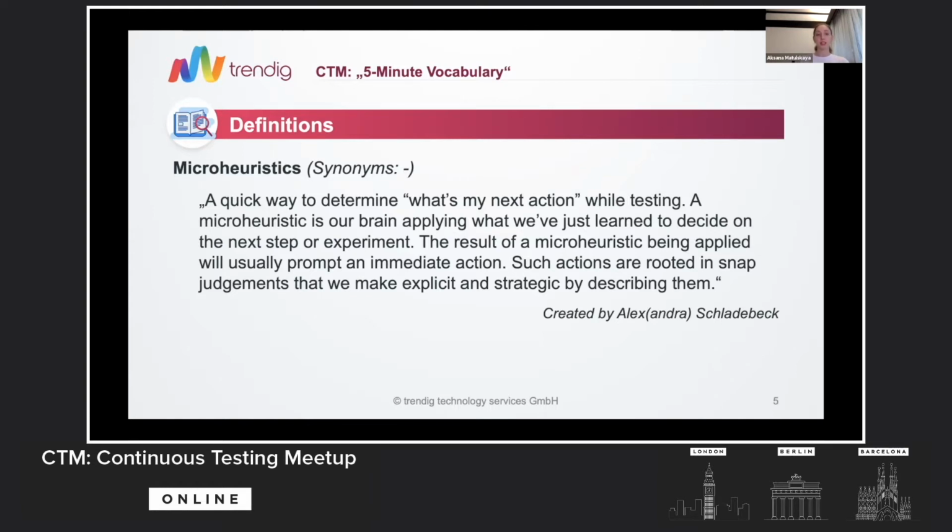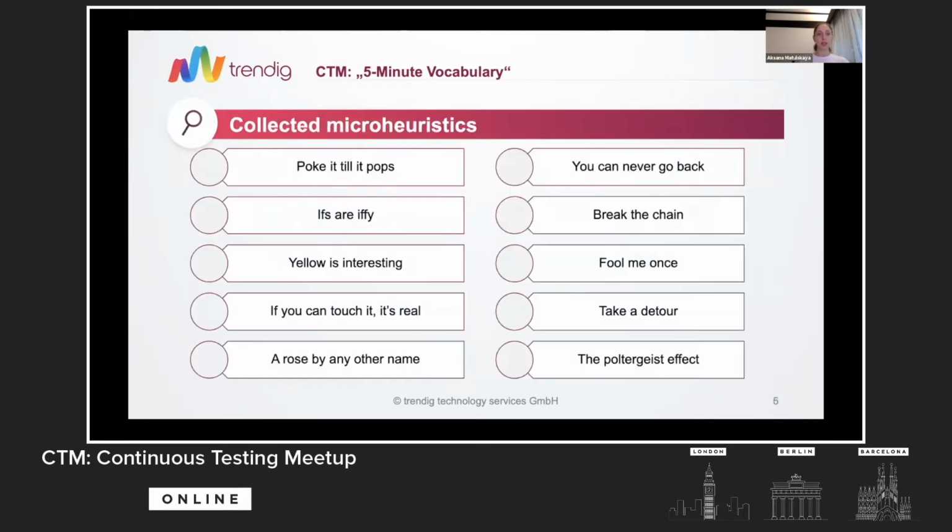So I presented it to the team, and I thought it would also be a good idea to present it to you, to the testing community. So let's look into microheuristics. Alex, on her website, described 10 microheuristics. She called them collected microheuristics, with really interesting names, like pocket till it pops, ifs are iffy, yellow is interesting, fool me once, and other names, as you can see on the slide.